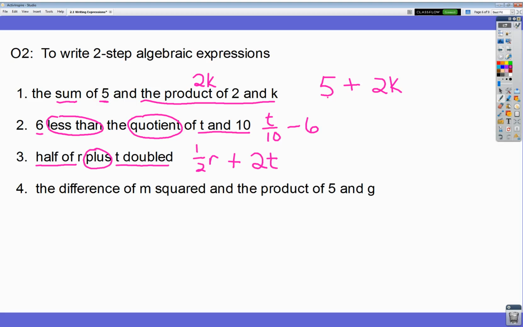Okay, last one. We have the difference of m squared and the product of 5 and g. So we're finding the difference of two things. The two things we're finding the difference of are m squared and the product of 5 and g. So m squared is going to look like this, m squared. The product of 5 and g would look like this, 5g. So the difference of m squared, difference tells us to subtract. So we have m squared minus 5g.